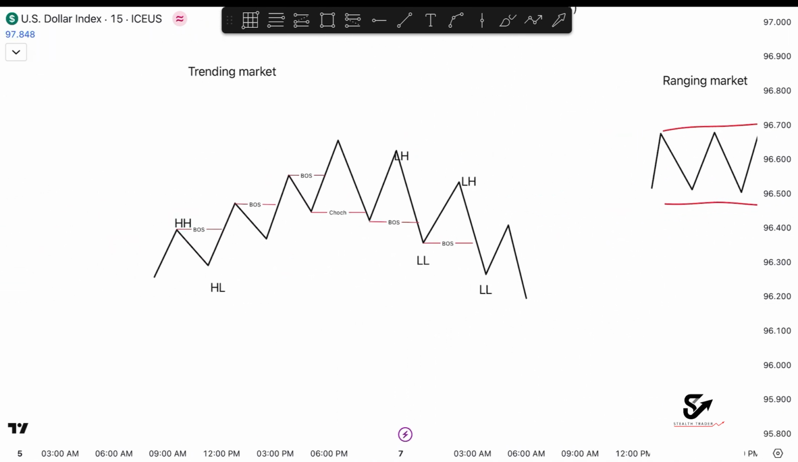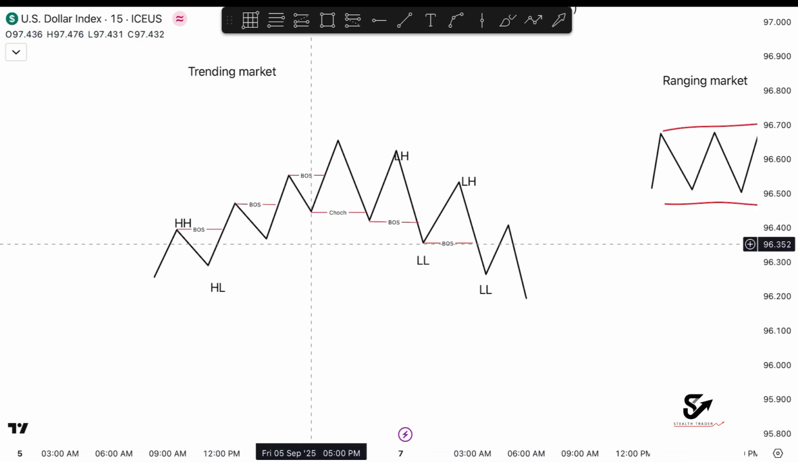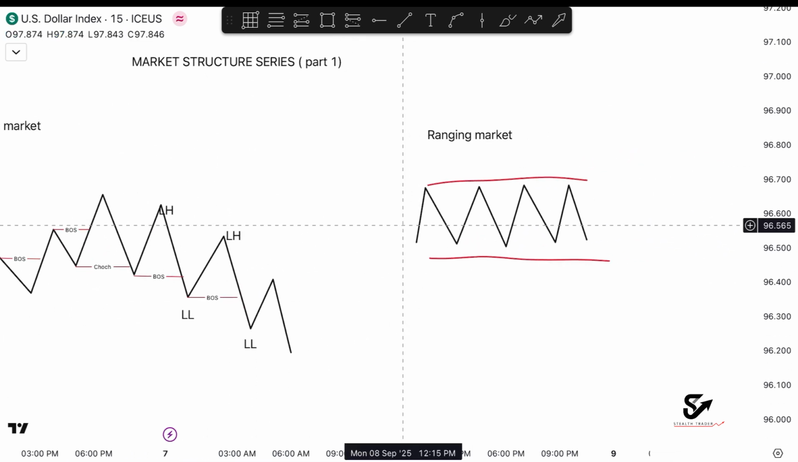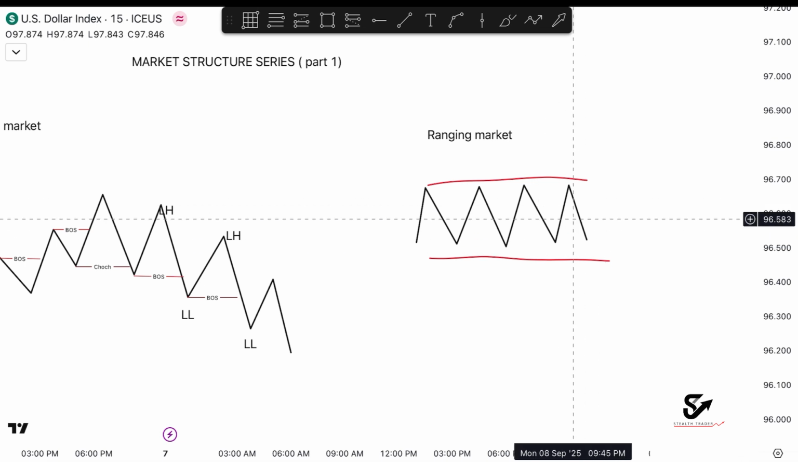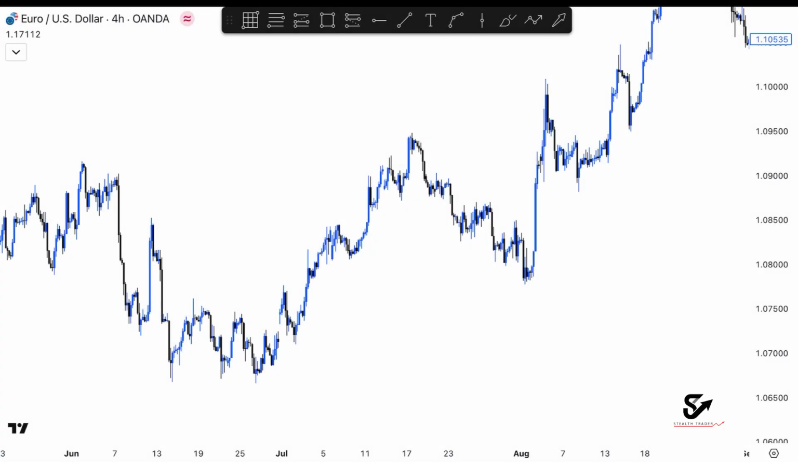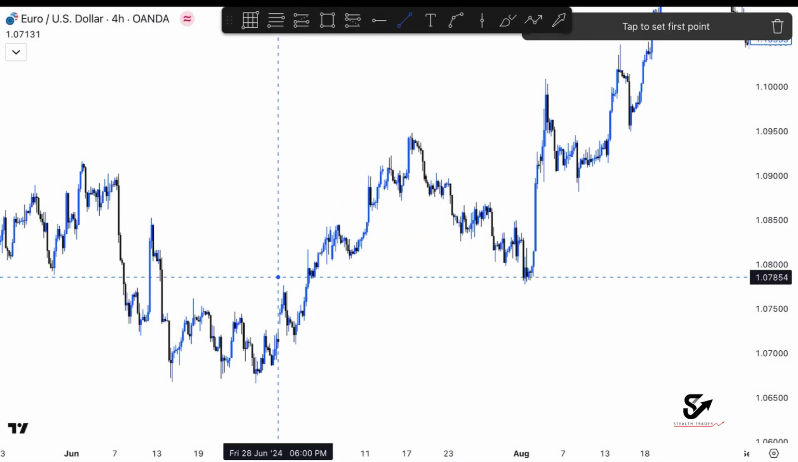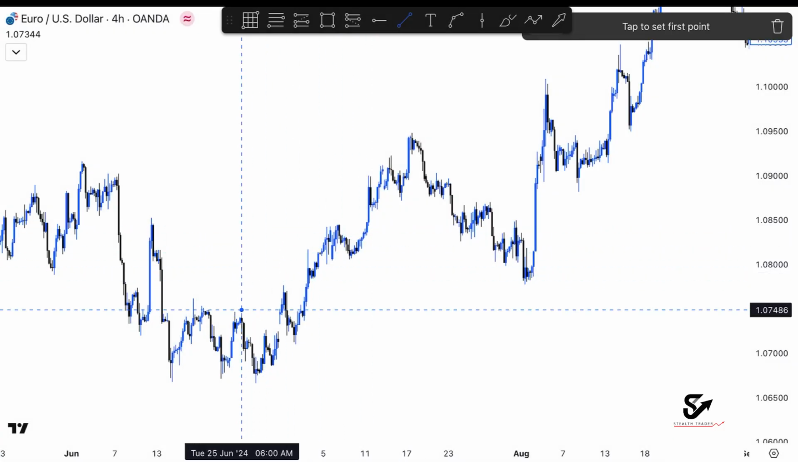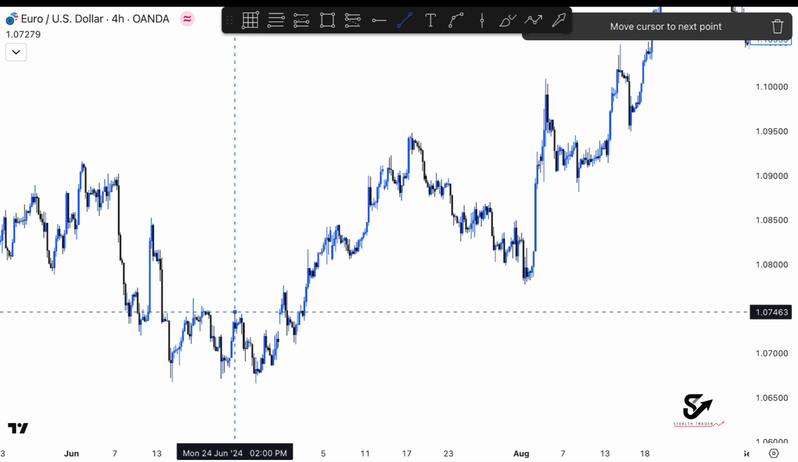So this is just the trending market, where price keeps making higher highs and higher lows, and the other one is the ranging market, where price just keeps consolidating. So let's go straight into the chart and look at live examples. This is the EURUSD 4-hour chart, and I'll be showing you examples of trending markets and then ranging markets. So let's start from here.